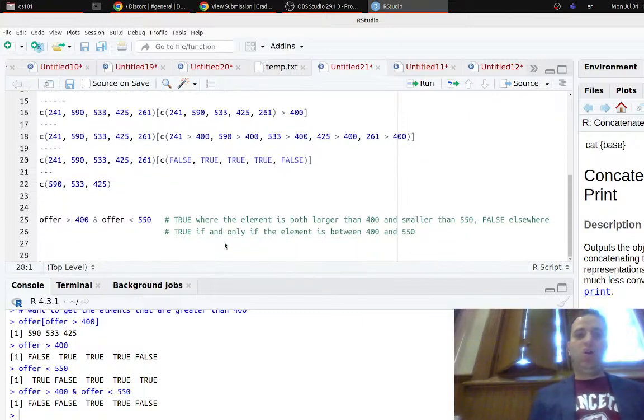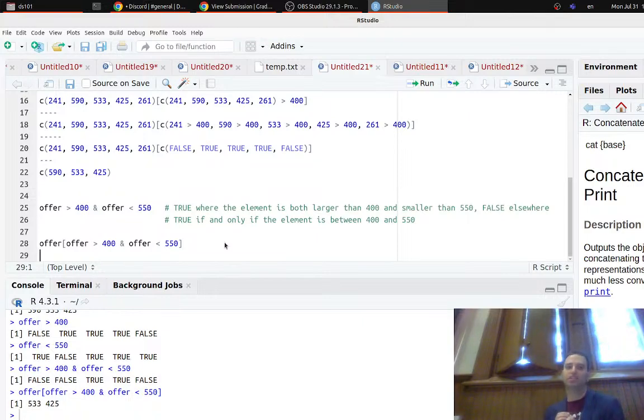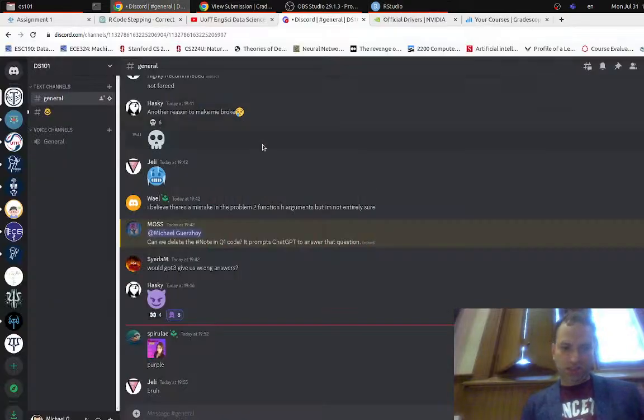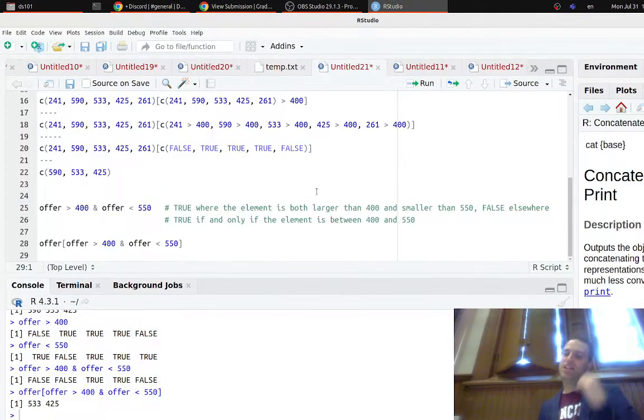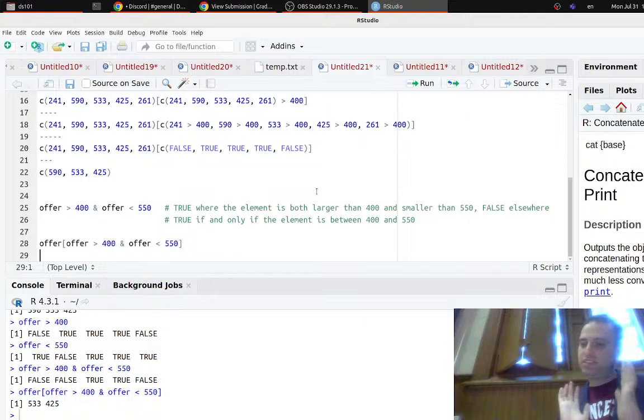Right? So if we can have that, then we can also say, get me the offers that are between 400 and 550, non-inclusive. How would you do it? You would say offer at, and then you give this vector of trues and falses. And that lets you select the numbers that are between 400 and 550. Fascinating. Okay, all right. So that's like that.